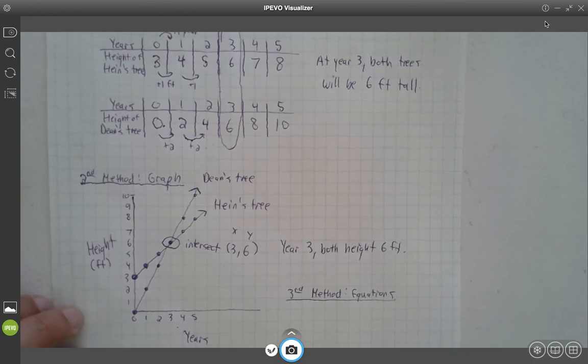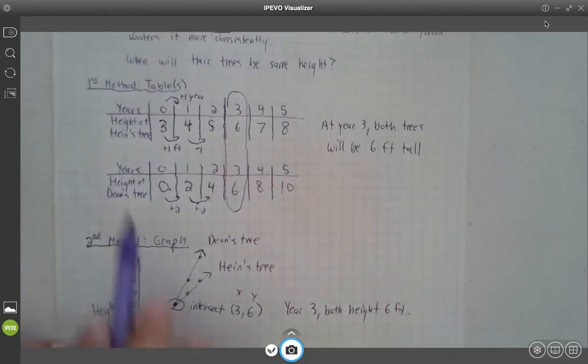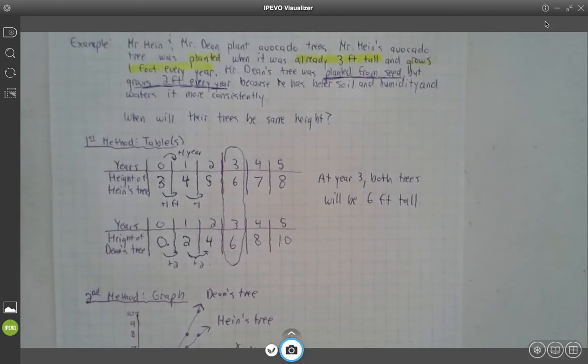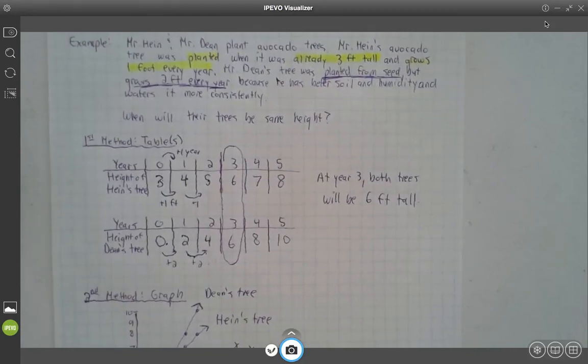There it is. That's how you do this. Read the problem, make a table and graph, look for when they cross. Good luck on this assignment. Ask your teacher for help if you need it.